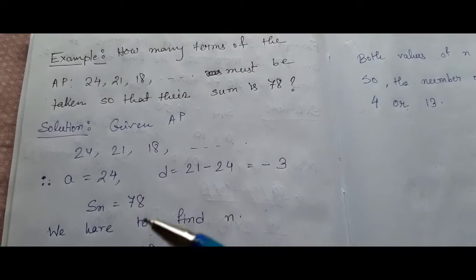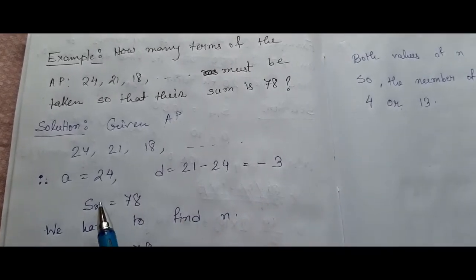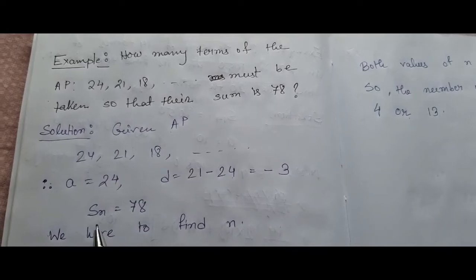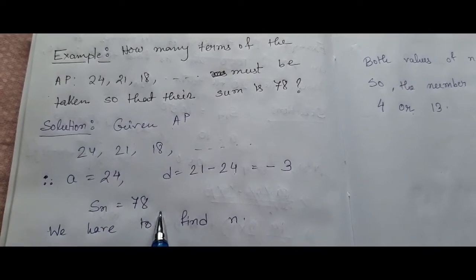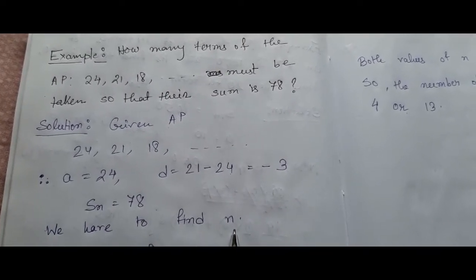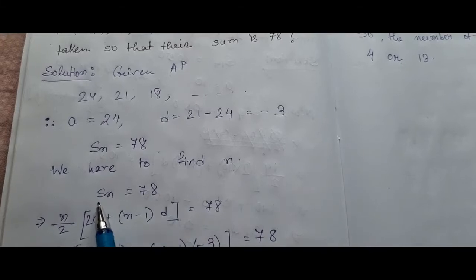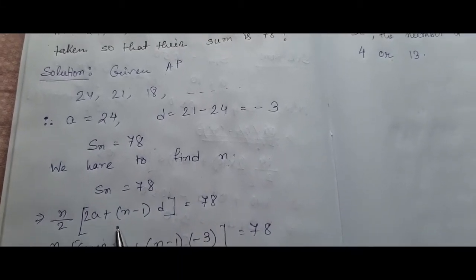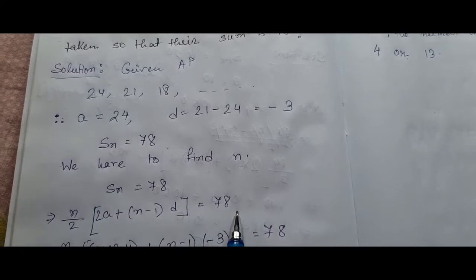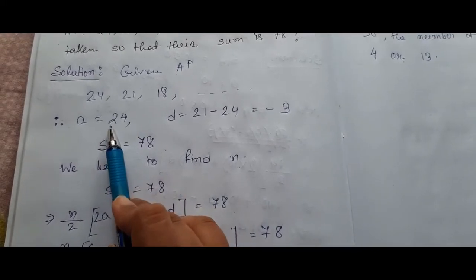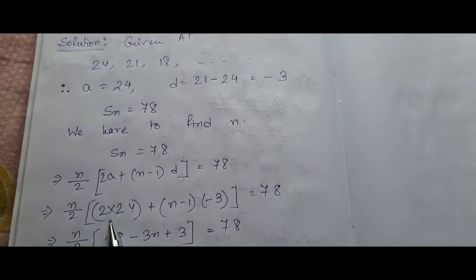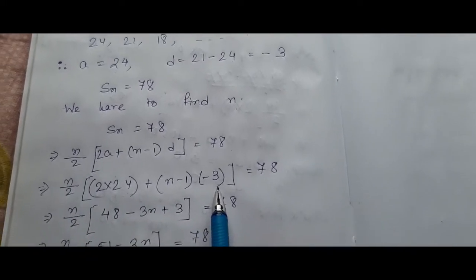So I am considering that I have to add n terms, that is Sn. If I add n terms I am getting 78. So Sn equals 78. I have to find the value of n. So again put the general formula of Sn. It is n by 2 into 2a plus n minus 1 into d equals 78. You know the formula, you know the values of a and d. Put them in: in place of a 24, in place of d minus 3.